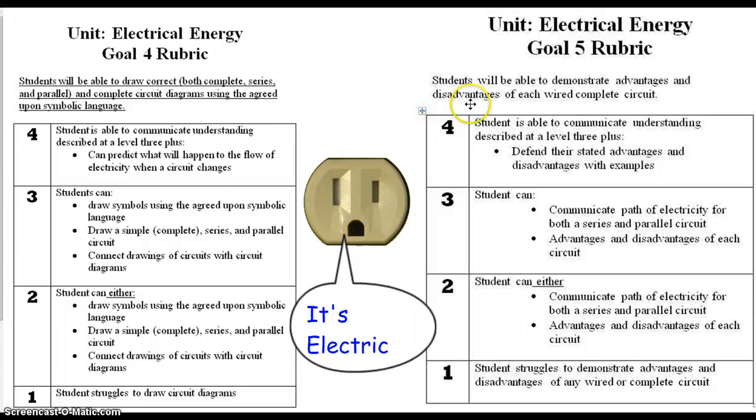In goal 5, we're looking at the pluses and minuses of parallel and series circuits, advantages, disadvantages, which one should you use, why should you use it, and then at a level 4, you're able to defend the stated advantages and disadvantages. Basically, you're able to prove it.